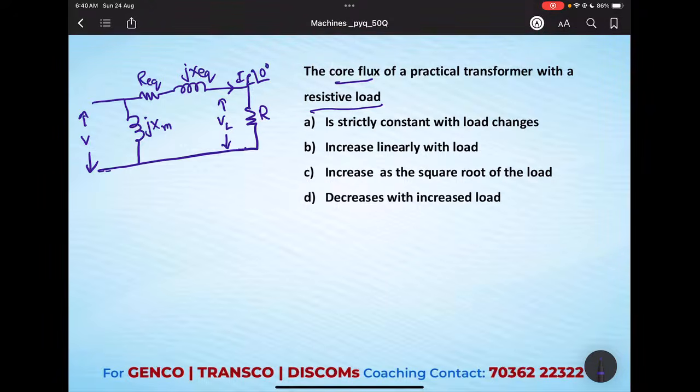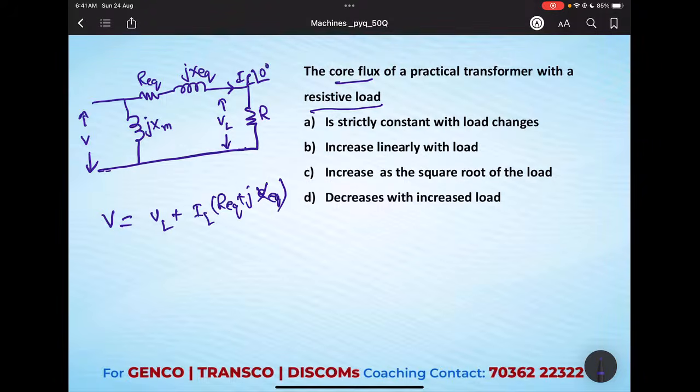So if you write the voltage calculation from the equivalent circuit, it is VL plus IL into (R equivalent plus jX equivalent).